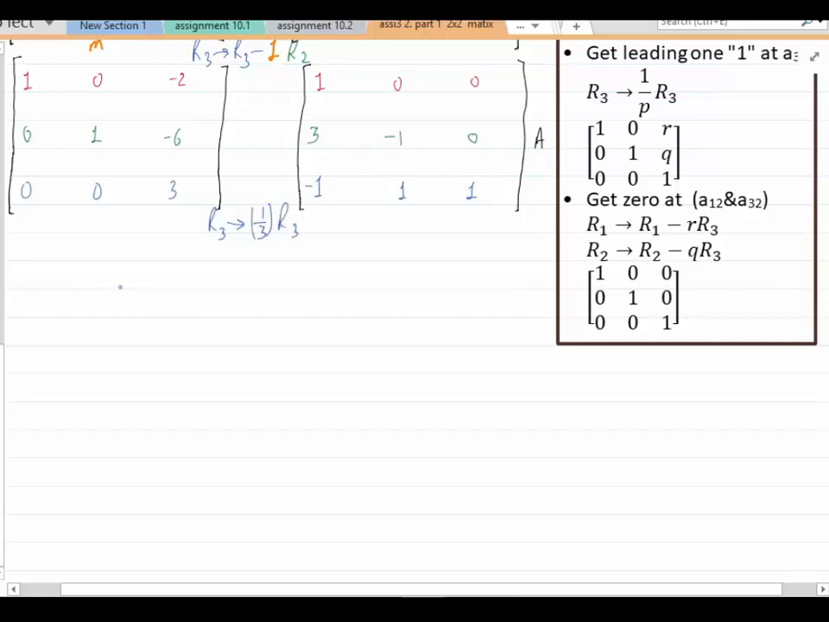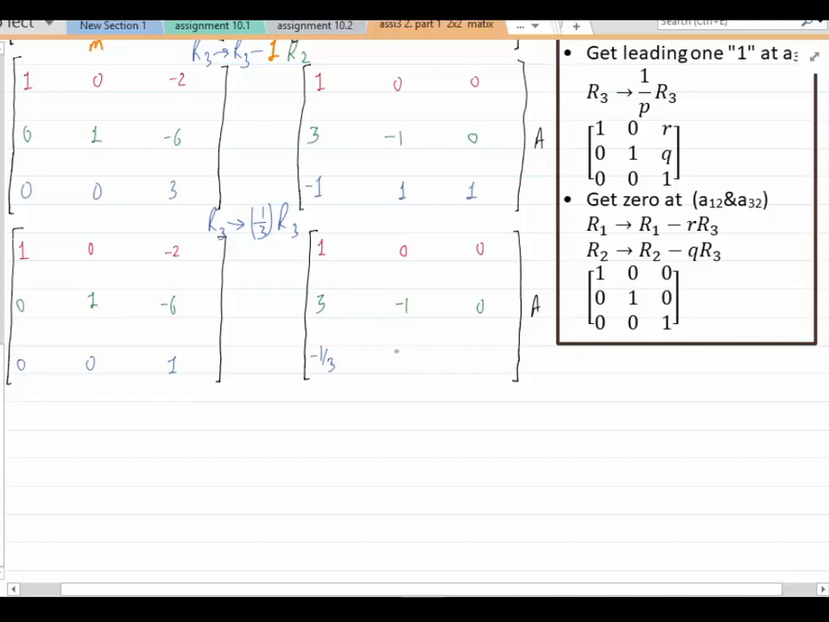That means we have to take 3 common from the third row. So it's obvious that our first and second row will be as it is. So let's write down as it is. And our third row will be 0, 0, 1, minus 1 by 3, 1 by 3 and 1 by 3. So we get a leading one as well as the values of R and Q.